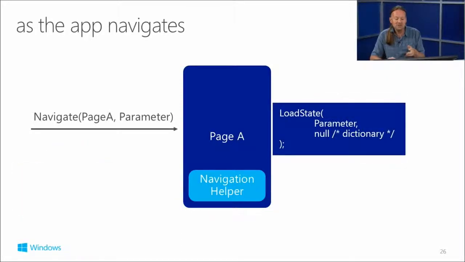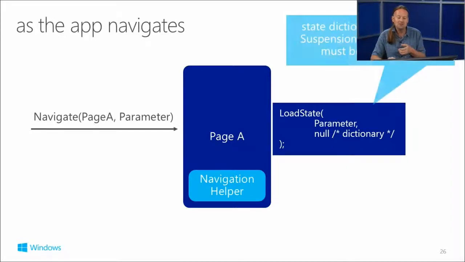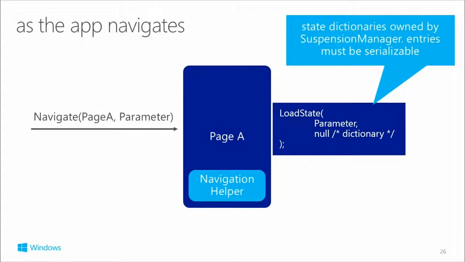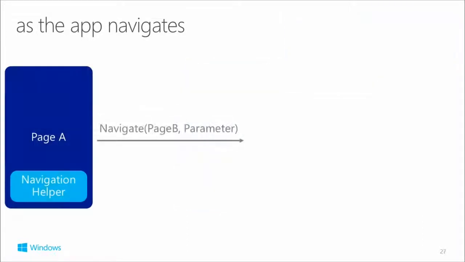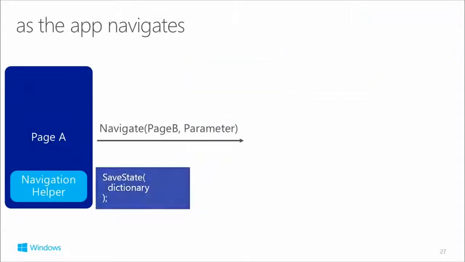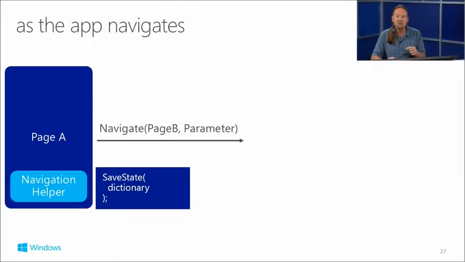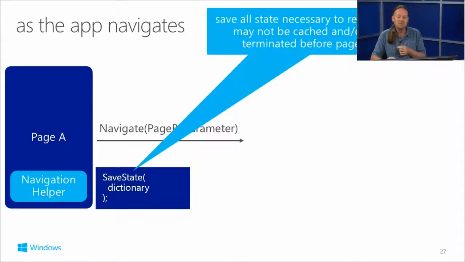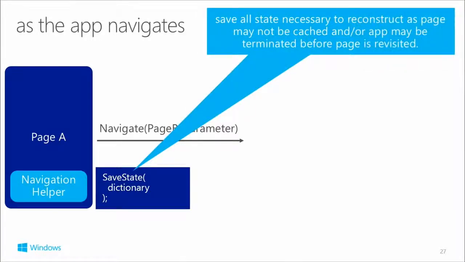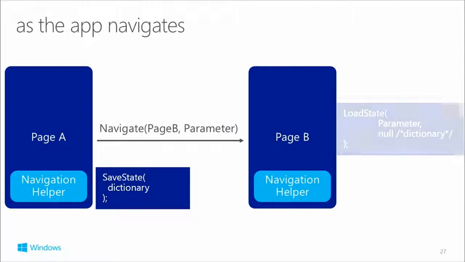And so when you get into a page, the navigation helper calls a method called load state, and in there you can put some logic to load the state back into the page on a resume from termination. And as page A navigates onto page B, as you leave a page, the navigation helper has a method called save state in the page, which is where you can save that page state. So not only as you're navigating away, but actually the key thing here is when you're being suspended while you're on that page. That is where you're going to save state as well. So you save all state necessary to reconstruct the page, as you might get terminated.